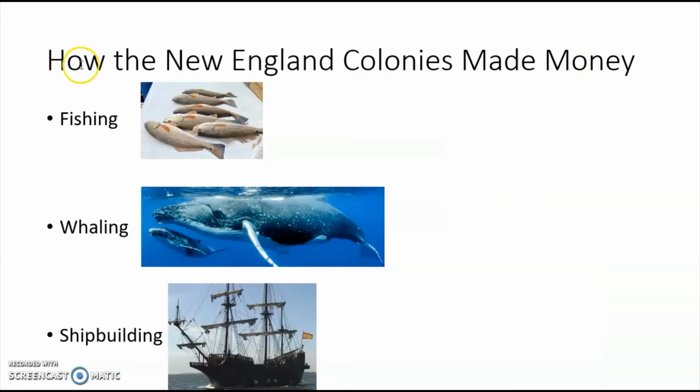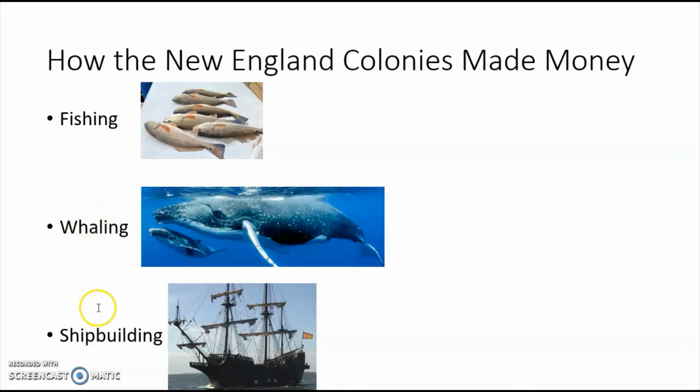Let's find out how the New England colonies made money. They made money by fishing. They caught fish. Whaling. At the time there were whales, so they caught the whale, and I think they used the oil to light their lamps. The whale oil was used as fuel. But anyway, they did fishing, whaling, and shipbuilding. They built ships because they had a lot of trees and a lot of wood. You could build ships. Okay, that's it for our lesson.